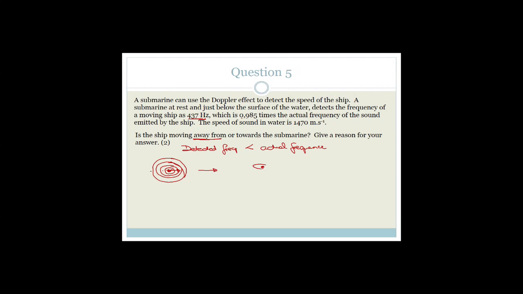So you end up with something that looks like that. The wavefronts, or the frequency of the waves, tend to be closer together if the object is approaching. So it's moving this way. If I'm standing here, I'm going to hear a higher frequency. If I'm standing over here, I'm going to hear a lower frequency, because these wavefronts are getting further and further apart because the object is moving away. So in this case, the little submarine is standing over here and he's hearing the boat move away from him because the detected frequency is smaller than the actual frequency.